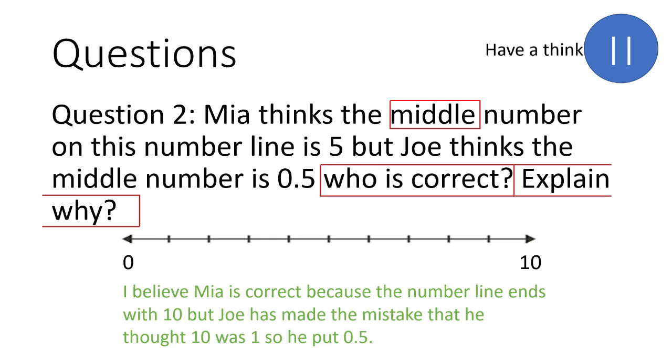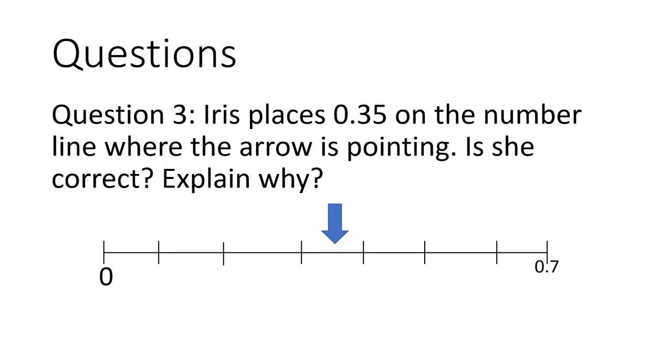Now, let's move on to the final question of this lesson. Let's get on with the third and final question. Iris places 0.35 on the number line, where the arrow is pointing. Is she correct? Explain why. Pause the video to have a think and complete this question, and then resume when you are finished.